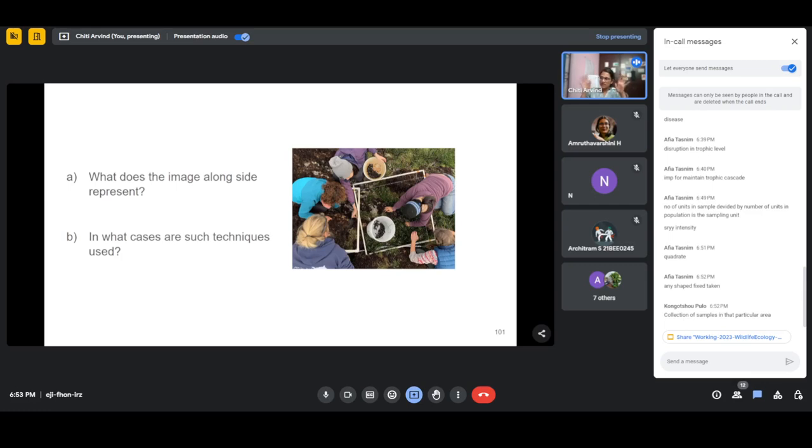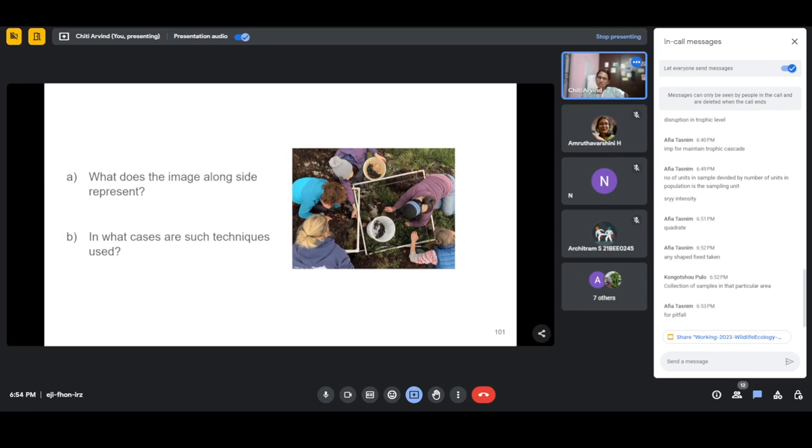And in what cases are such techniques used? Can you use quadrat sampling to measure honeybees? Okay, someone says pitfall. But can you use quadrat transects to study something like honeybees? We cannot. You can't, right? Why can't you? Because they move, right? And they're not going to sit in your quadrat frame. There's too much movement in and out. You have to use it for something that is stationary or that remains fixed.